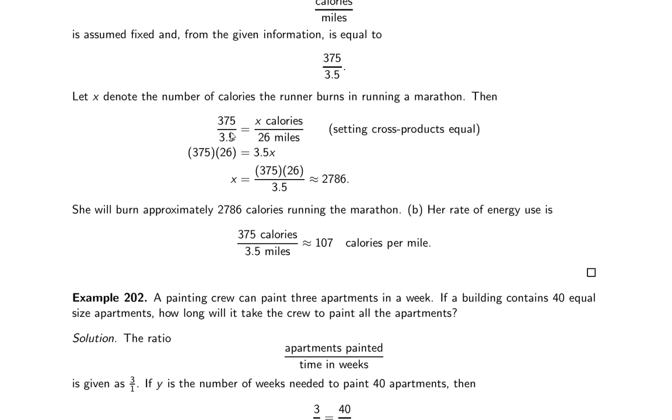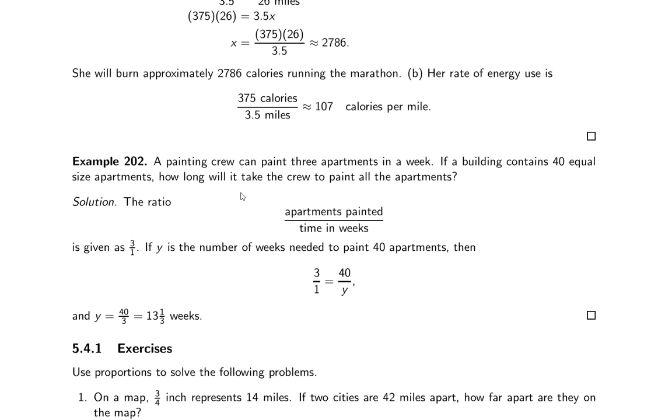And yeah, more examples here. How about this one? A painting crew can paint 3 apartments in a week. If a building contains 40 equal size apartments, how long will it take the crew to paint all the apartments?